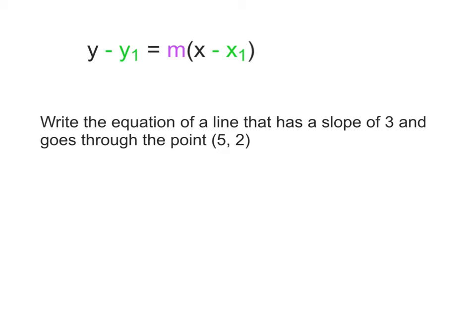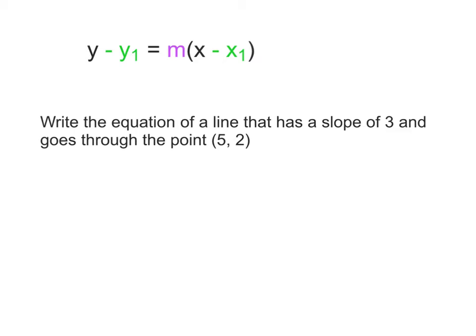Now sometimes, like I said in the previous screen, we're going to use the point-slope form of linear equations to write our equation of a line, and that is when you see something like the following. This one says, write the equation of a line that has a slope of 3, so still slope, but this time we don't know the y-intercept. Notice it says, and goes through the point 5, 2.